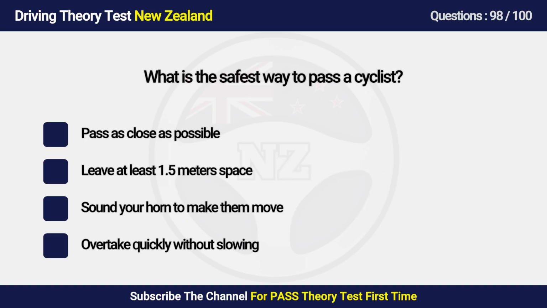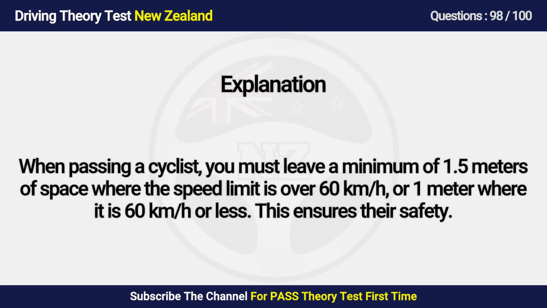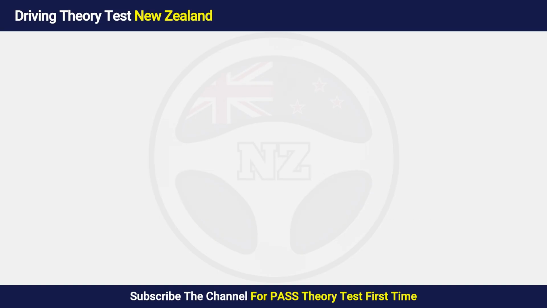Question 98. What is the safest way to pass a cyclist? A. Pass as close as possible. B. Leave at least 1 meter space. C. Sound your horn to make them move. D. Overtake quickly without slowing. Answer is B, leave at least 1 meter space. When passing a cyclist, you must leave a minimum of 1.5 meters of space where the speed limit is over 60, or 1 meter where it is 60 or less. This ensures their safety.